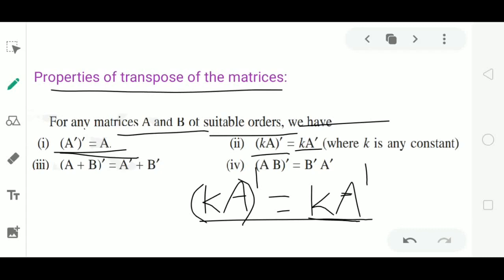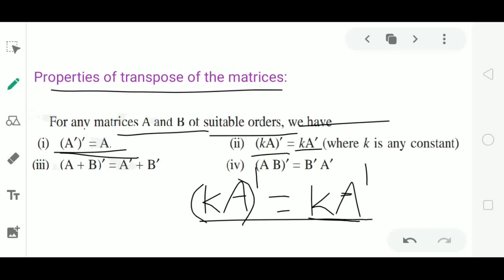Multiplying K to the matrix is nothing but multiplying a scalar value to the matrix. That is, multiply K to each of the elements of the matrix. We can understand these properties by solving examples. We will discuss the examples further. First I will read the properties.